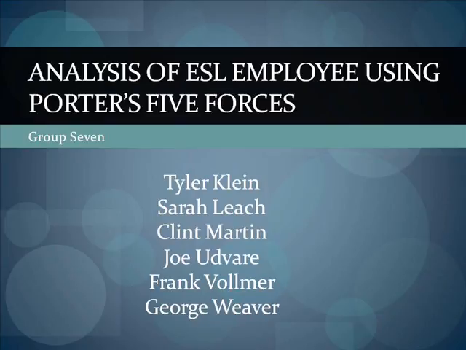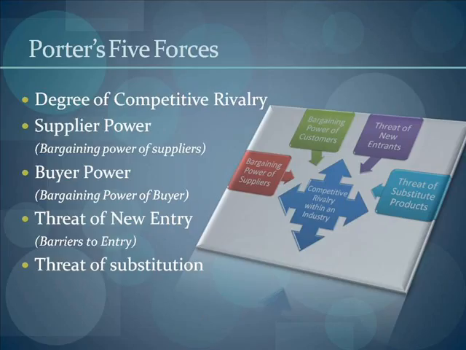This is our Project 4 presentation on the analysis of English as a second language employees using Porter's 5 forces. Michael Porter introduced a way of viewing 5 things that most influence the business industry. They are called Porter's 5 forces. They are degree of competitive rivalry, supplier power, buyer power, threat of new entry, and threat of substitution.